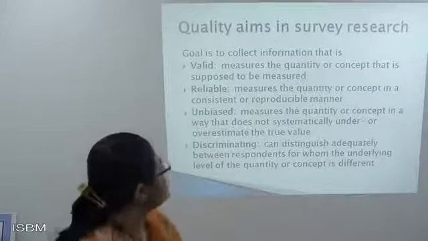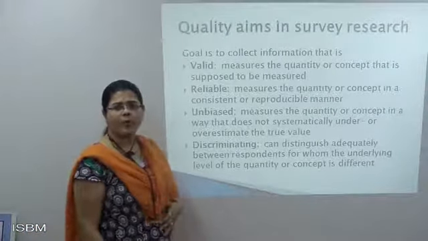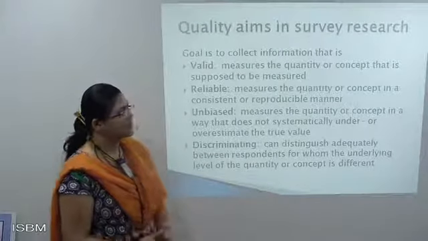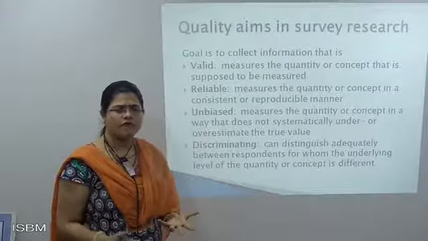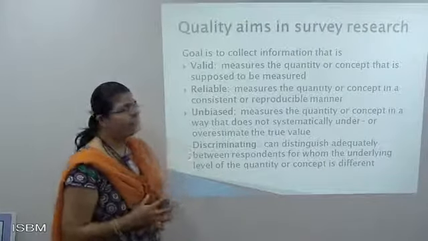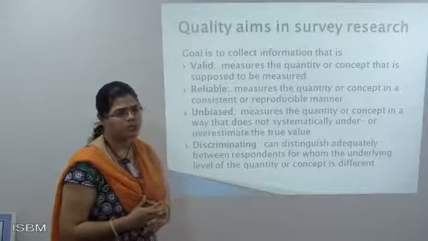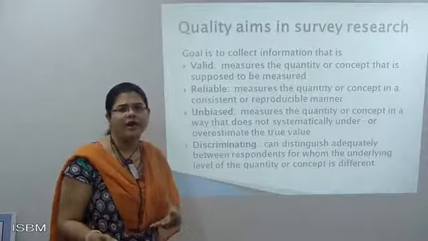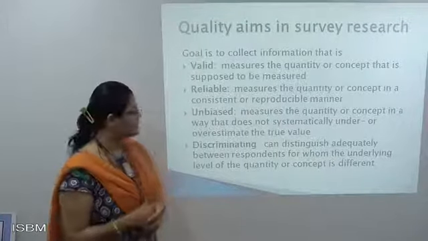Now, quality aims in survey research. What types of quality should be there when you're doing survey research? The goal is to collect information. First, it should be valid; whatever information you have taken should ultimately be valid. Reliable, that is important, meaning a qualitative way of information and a proper way of answering. Unbiased, it is important. It should not be that people start fighting over whatever information you get, so people should not be biased at that time.